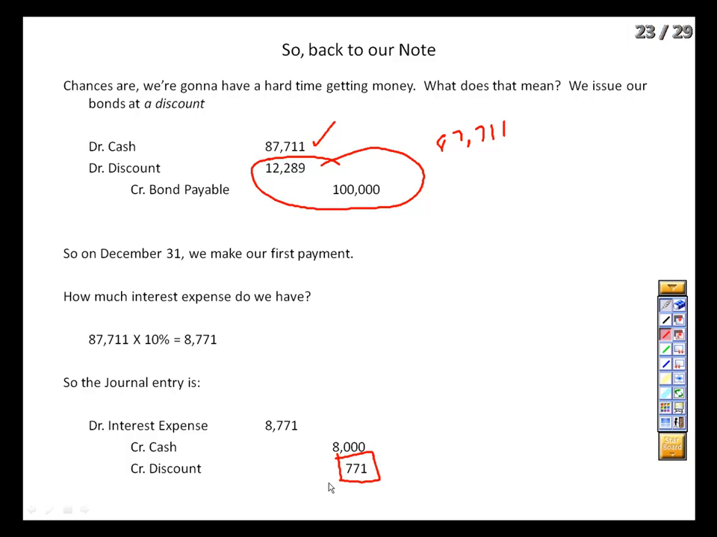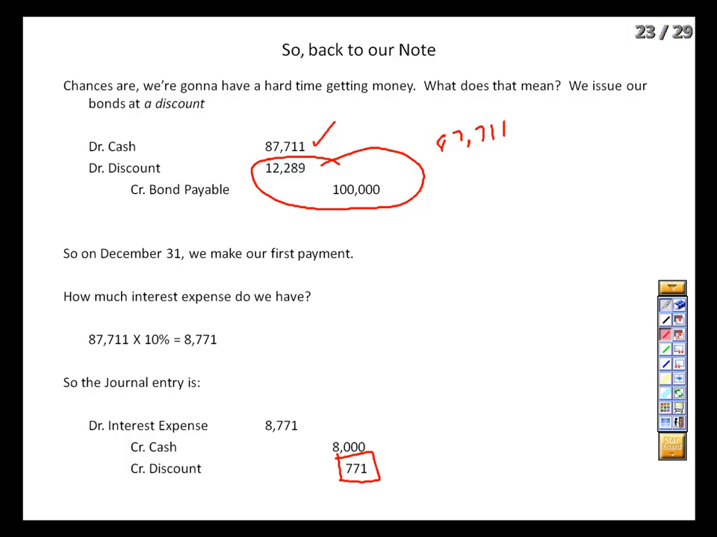That's our plug account. We don't calculate that explicitly. We just let that number pop out of the journal entry. Now, crediting the discount makes it smaller, right? The discount carries a debit balance, so a credit reduces it. And the discount is a contra liability, right? It acts in opposition to our bond payable, reducing the amount of the liability on the balance sheet. So by decreasing the discount, we are in effect increasing the liability.